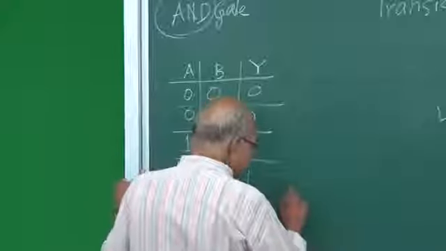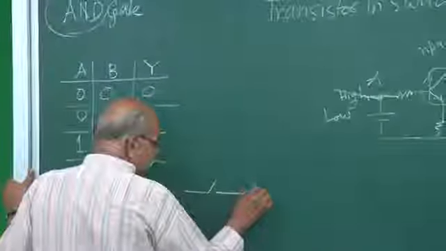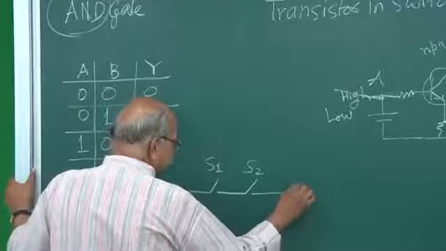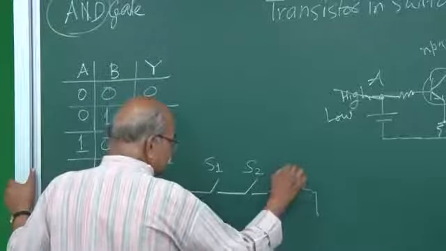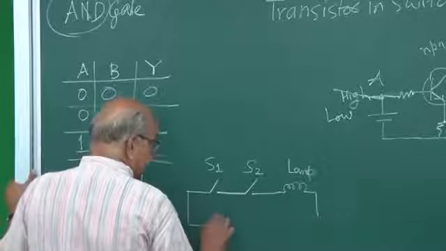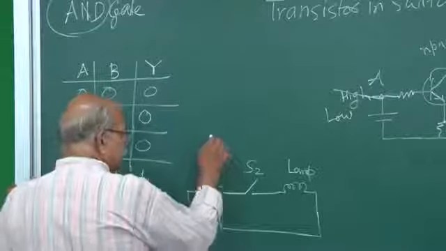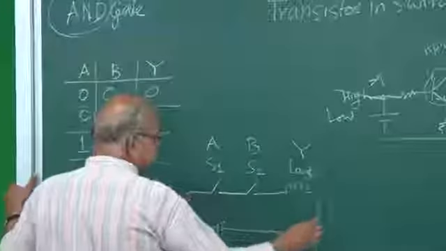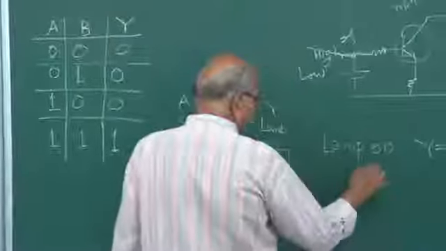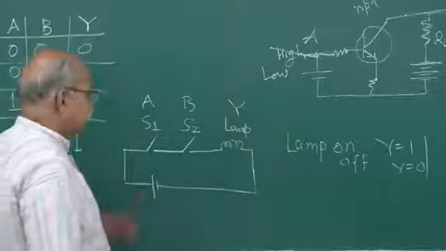So you can have 2 switches. It's just to conceive the idea of what AND is. You can have 2 switches, and these can be treated as input, and then you have a lamp out here. So this is your output, this is a lamp, and then you have an appropriate battery or power source. Okay, so you can treat this as A, this as B, and this is Y. Lamp on, Y is equal to 1, and lamp off, Y is equal to 0. So that's the output.